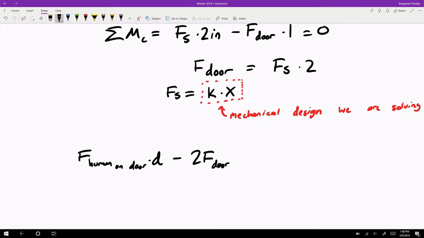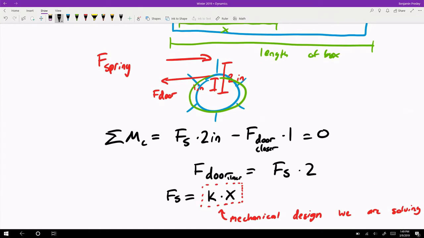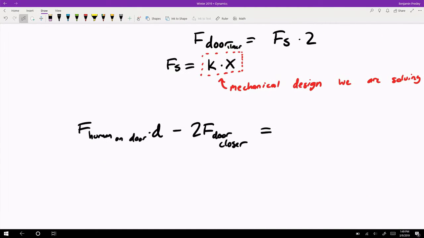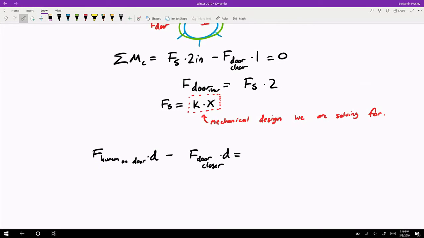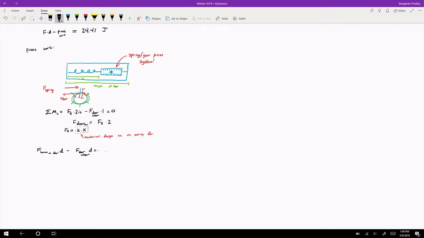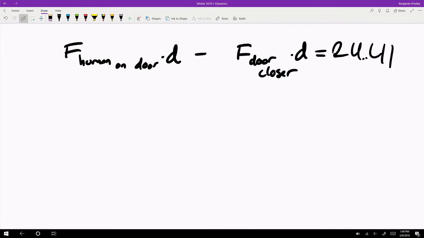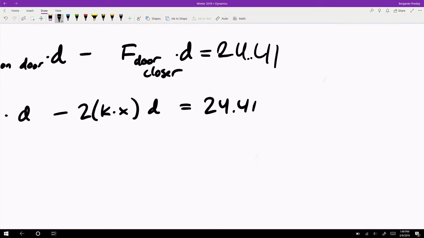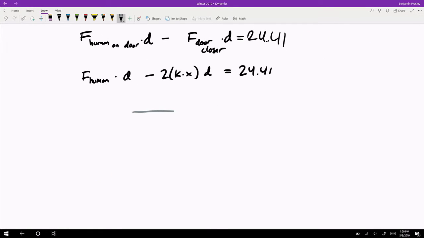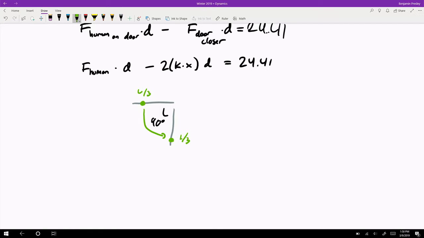Now we know the left-hand side and how it all relates to each other based on my moments equation. And I'm going to equal that to what we solved for on our right-hand side, which is the max amount of energy we can allow safely based on the end of the door swinging no more than 1.5 feet per second. So that ended up being 24.41 joules. So now I'm going to plug in what we solved for in the moment equation.